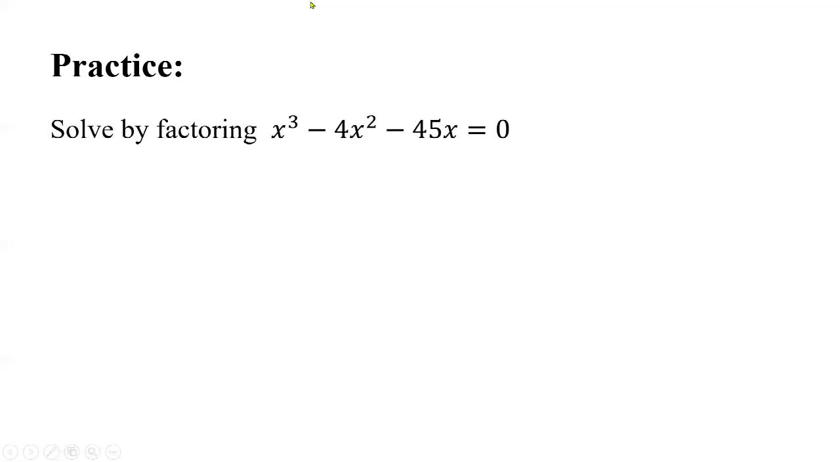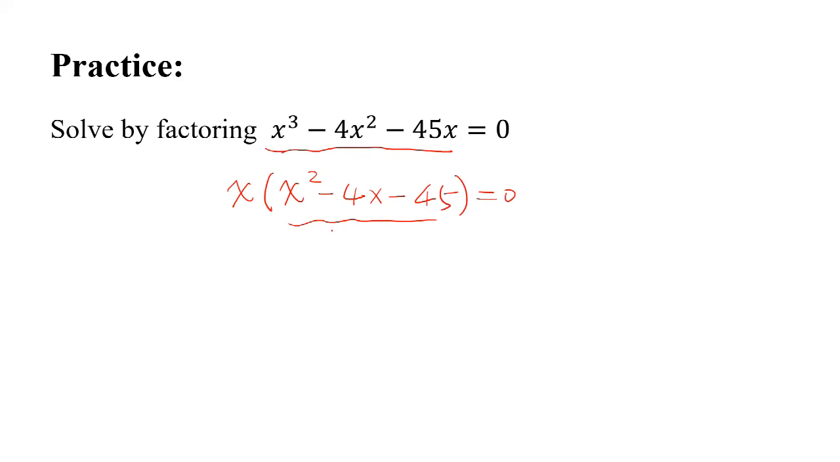Okay, let's have a look at the solutions. All right, again, the key to solving this equation is to factor the expression on the left first, right? So first of all, by observation, we can see that we can first factor out the greatest common factor, which is x, right? And what's left behind is x squared minus 4x minus 45, right?